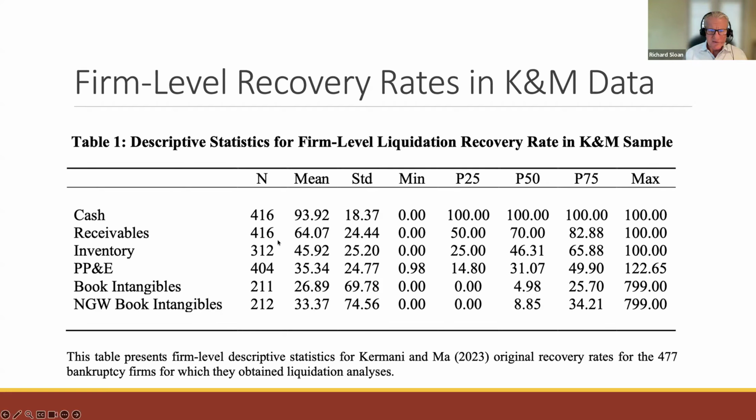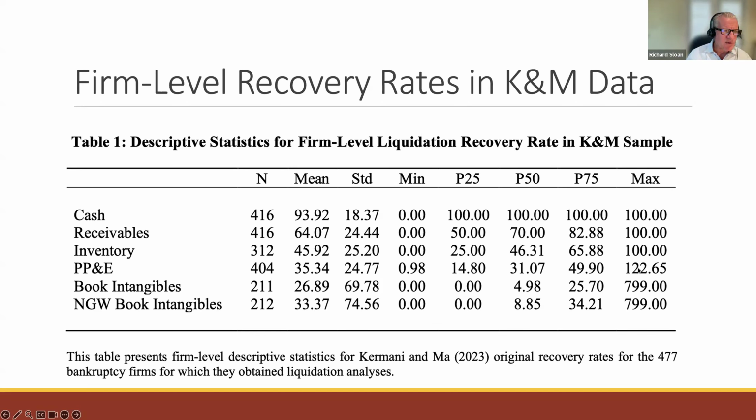Now, what we've got is the liquidation recovery rates by asset class here, averaging across all firms in their sample. You can see they had about 400 of these liquidation analyses. For cash, not surprisingly, it's 100%. For receivables, you can see it's about 64, and look at the interquartile range, it goes from about 50 to 82, and maxes out at 100. Similar thing for inventory. And then PP&E, it's a bit lower, and it goes from a low of 14 up to a high of 49 at the P75. There's even one there of 122.